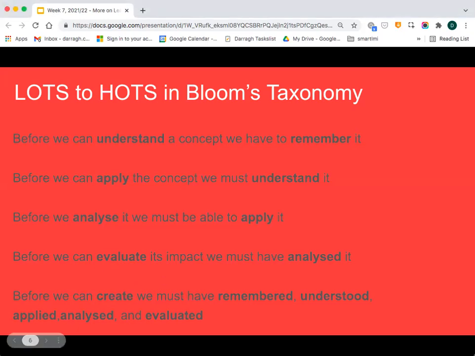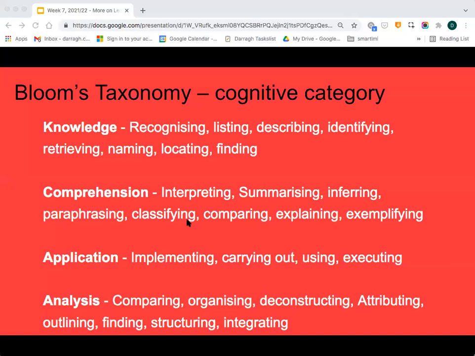When we talk about the taxonomy associated with Bloom, for each of the different levels in the triangle, there are particular tasks and particular vocabulary that go along with each. So for example, if we're talking about knowledge, then you're talking about students being able to recognize something, list something, describe something.